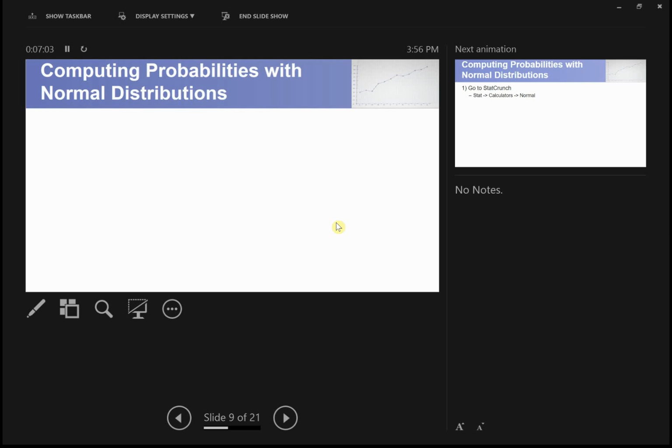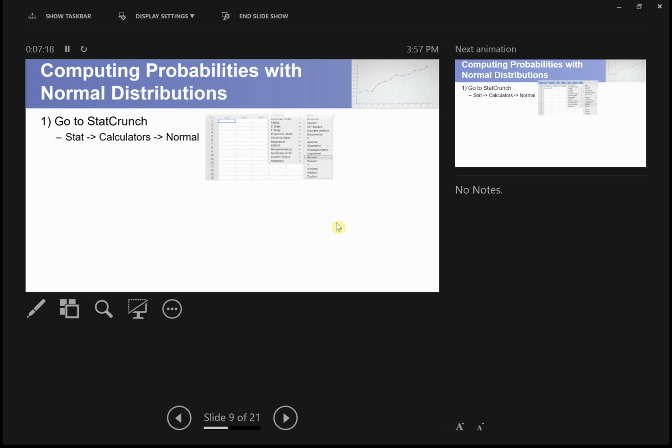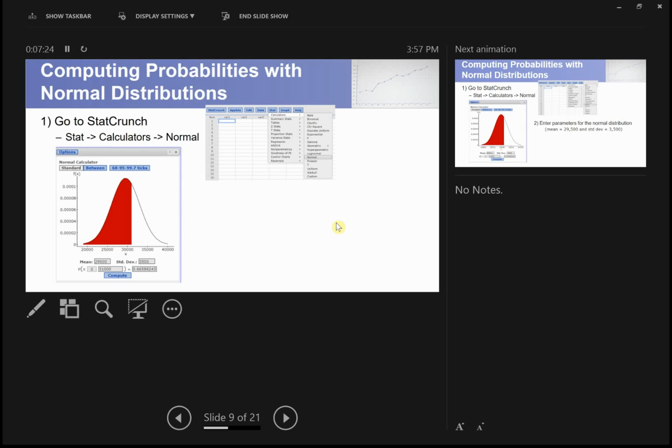So we talked then about how to actually compute probabilities with the normal distribution. And we said, okay, we go to StatCrunch, under Stat, Calculators, Normal. So you're telling StatCrunch, I want to do a calculation with a normal distribution. And this little window popped up after we did that. And so now you need to tell StatCrunch what normal distribution you want, and how do you do that? Well, the normal distribution is totally determined by the mean and the standard deviation, right? So the next step we did was we entered the mean and the standard deviation. So this tells StatCrunch what normal distribution you want to work with.